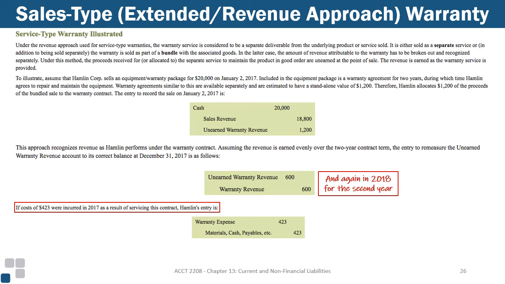In a different type of revenue or extended warranty, if the warranty is sold separately, in this case you would have cash and sales revenue of $20,000, and then you have an additional cash and unearned warranty revenue of $1,200. And if that extended warranty is after the standard warranty period, then the second entry for the unearned warranty revenue to be recognized wouldn't actually occur until 2 years hence. So it would be 2019 and 2020. And you'll see that in some other examples that we do later on.